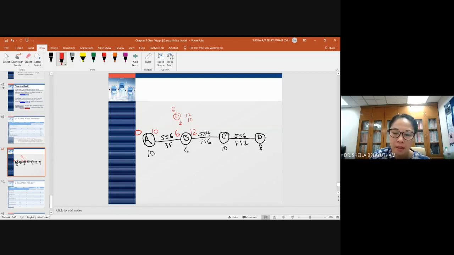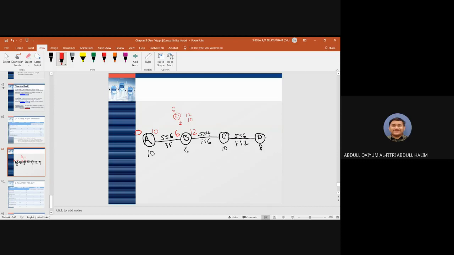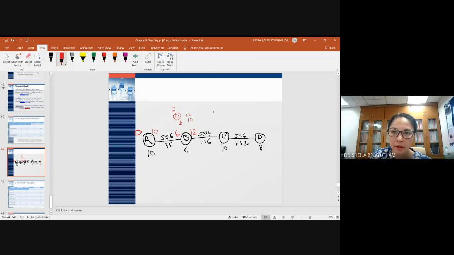Similarly, for this relationship, you have start to start 4 and you have finish to finish 6. So what is your answer for this one? 10. Okay, so 10. Any other answer from 10?